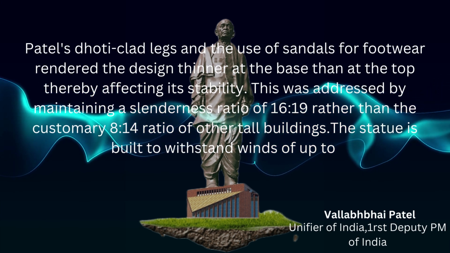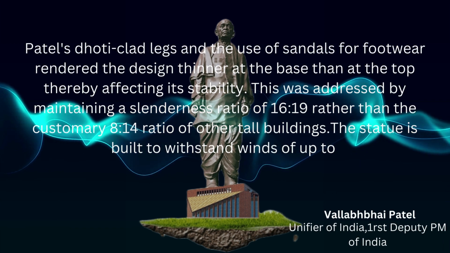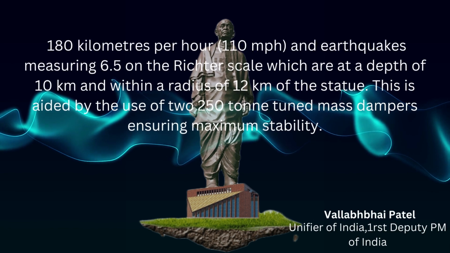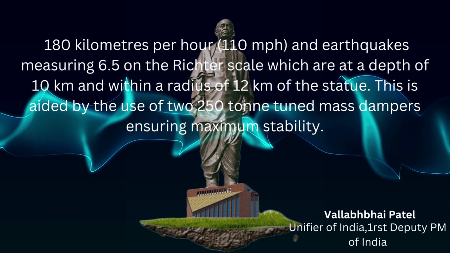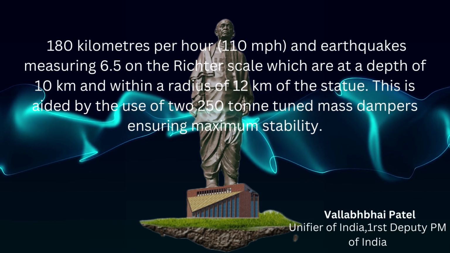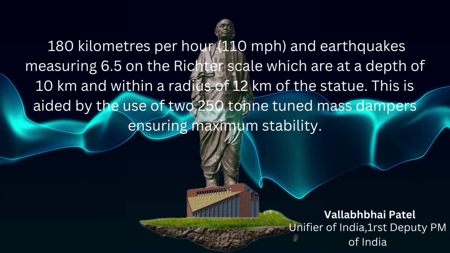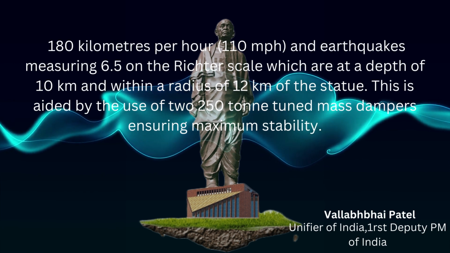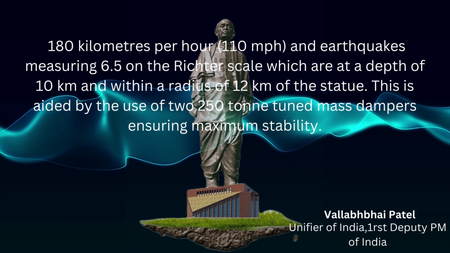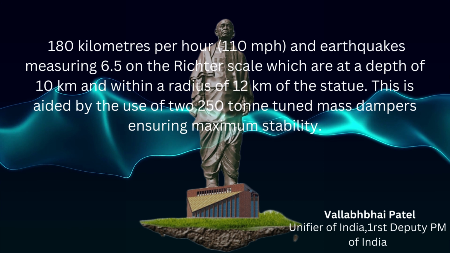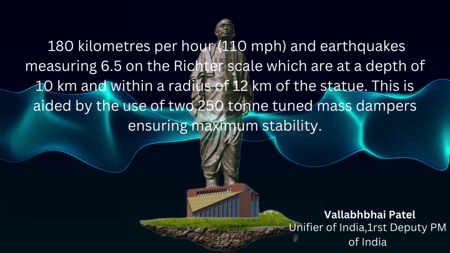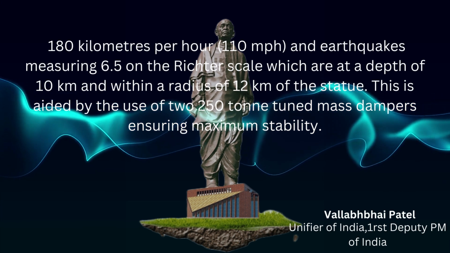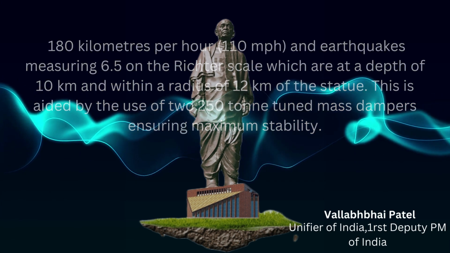The statue is built to withstand winds of up to 180 km per hour, 110 miles per hour, and earthquakes measuring 6.5 on the Richter scale, which are at a depth of 10 km and within a radius of 12 km of the statue. This is aided by the use of two 250-ton tuned mass dampers ensuring maximum stability.